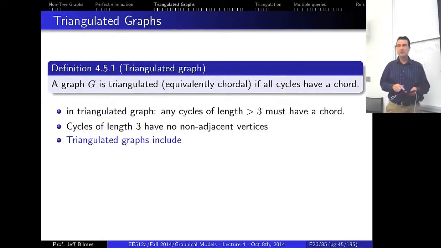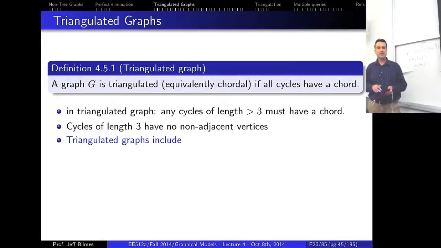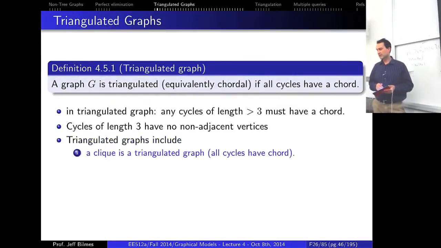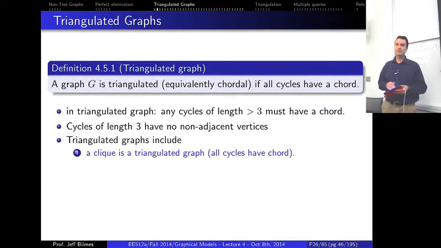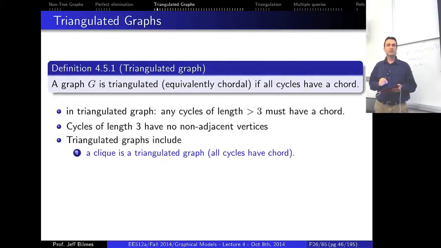So what are some examples of triangulated graphs? Well, these include things like a clique. Any set of variables that are fully connected is a triangulated graph. Why? Because all pairs are connected. So any cycle must have a connection between two non-adjacent vertices in the cycle.